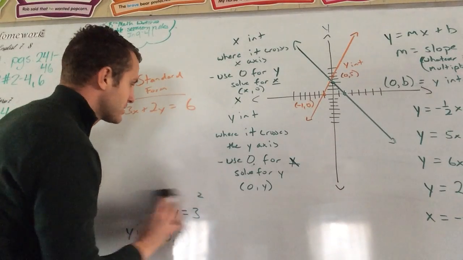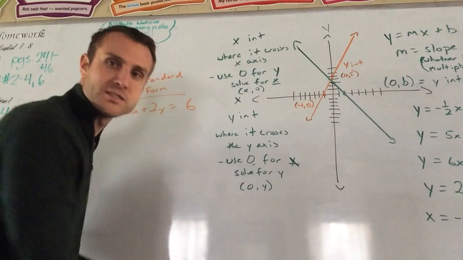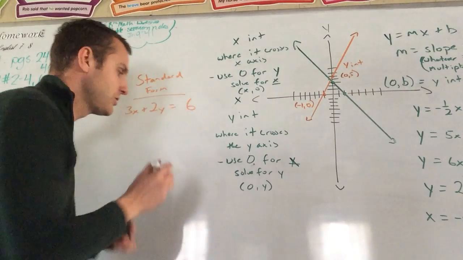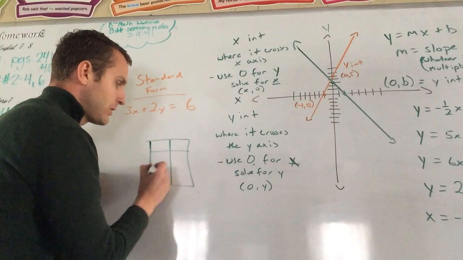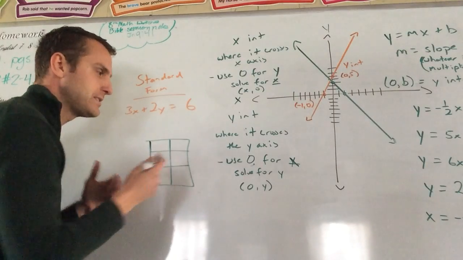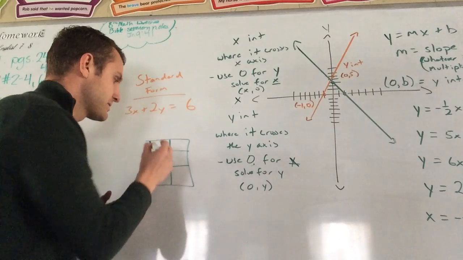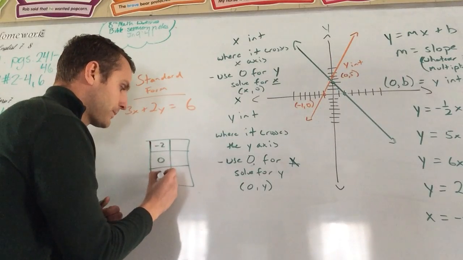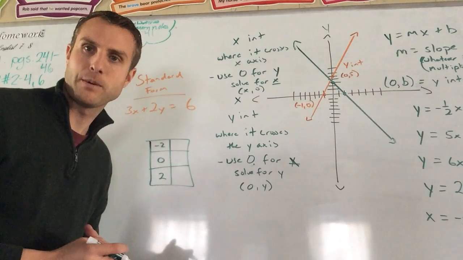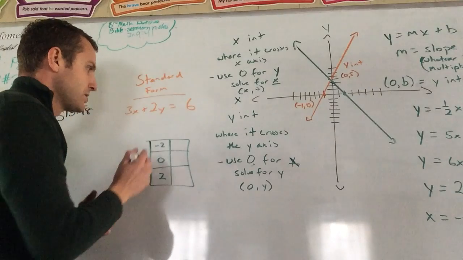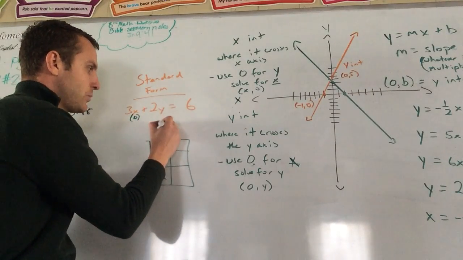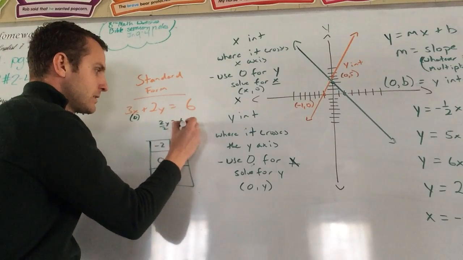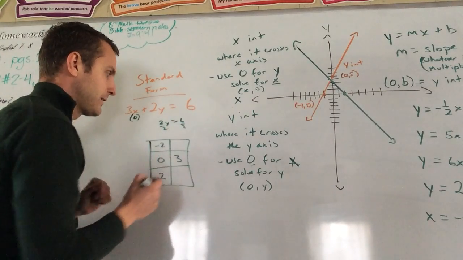My equation is 3x plus 2y equals 6. Let's use my ordered pairs. So remember, I'm going to choose 3 ordered pairs. One could be 0, and then I'm going to choose a negative number and a positive number. I'm going to do negative 2 and positive 2. So if x is 0, what is y? 2y equals 6. So y is going to be 3.